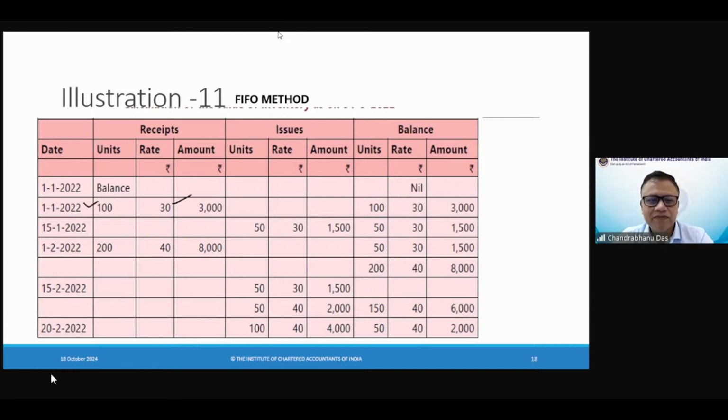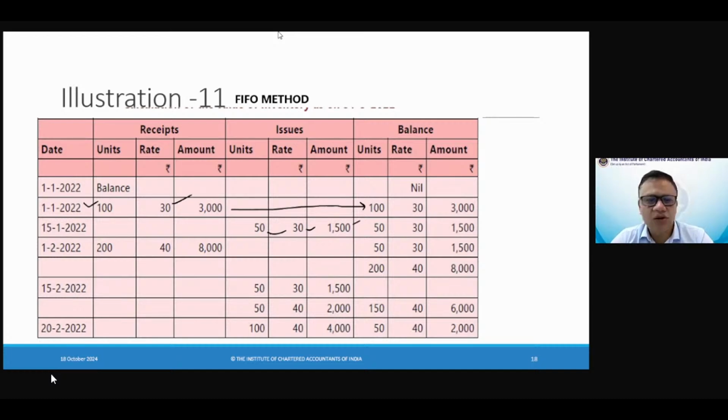Starting, you purchase 100 at the rate of 30 rupees, you got 3,000. No issues has been made. So 100 into 30 is 3,000. Next, what you did is you issued 50 at the rate of 30 rupees, become 1,500.